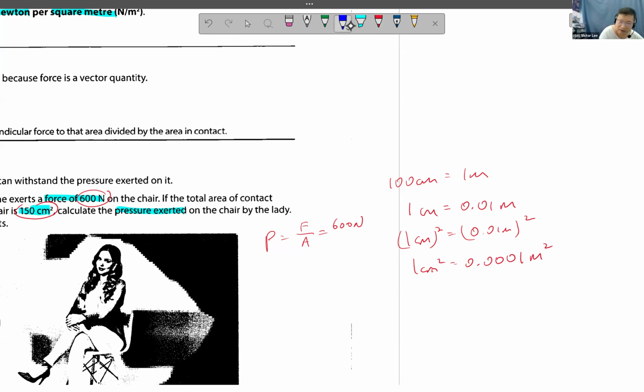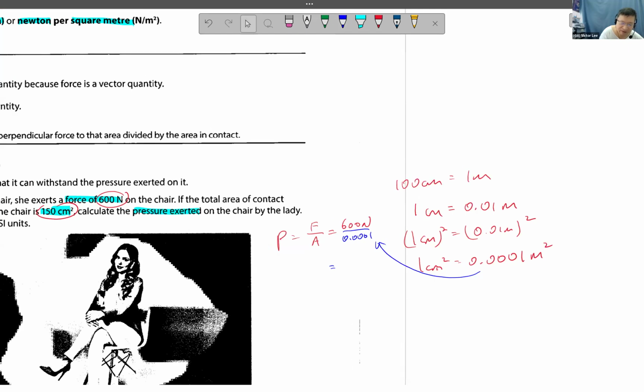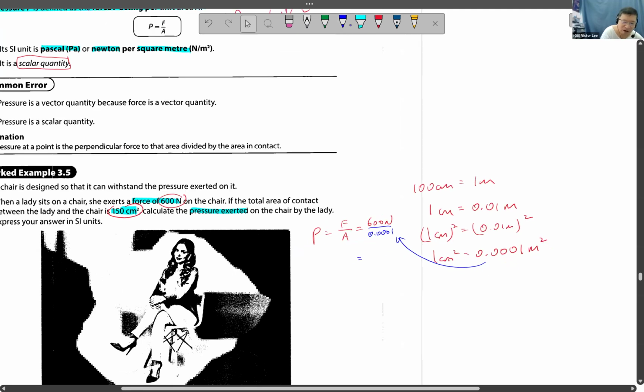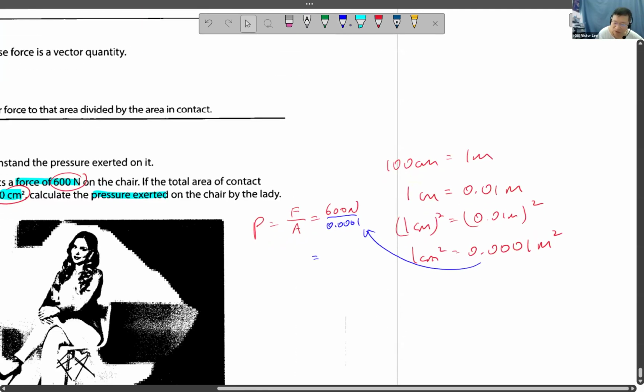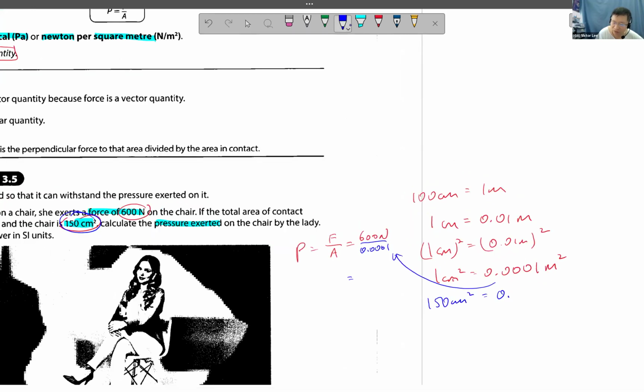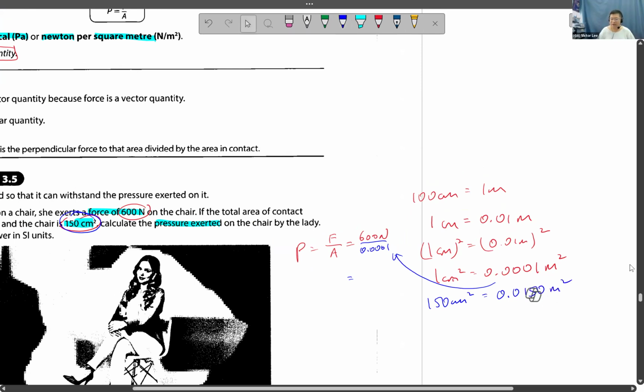So I divide by my area. Area is here. The answer is 600,000, I think, or 60,000. Sorry, why 1? Oh, I see, I got it wrong. 150 cm square equals 0.0150 meter square. See that? Because every cm square is 0.0001, so if you multiply by 150, the answer is in meter square.